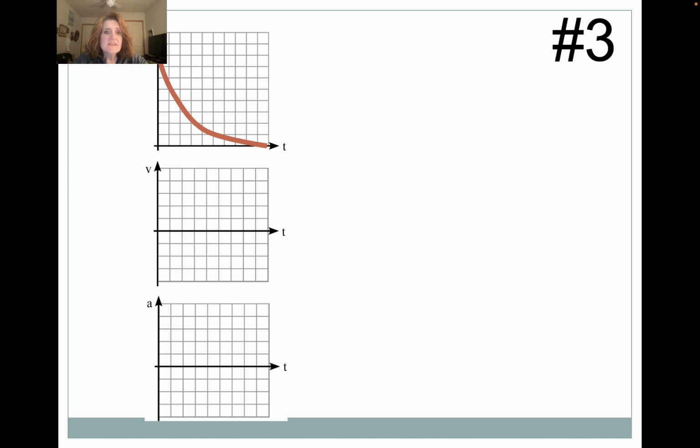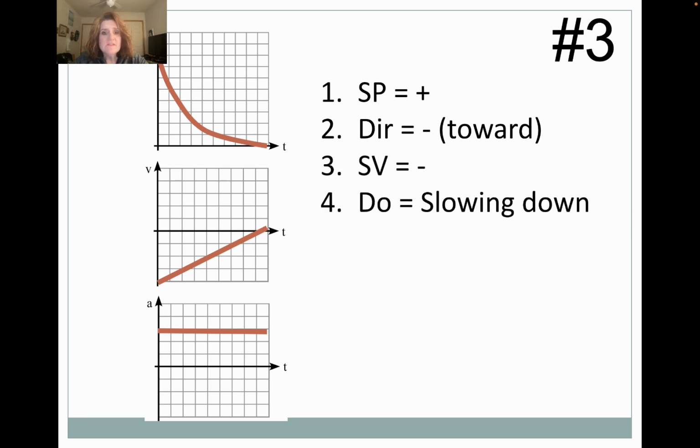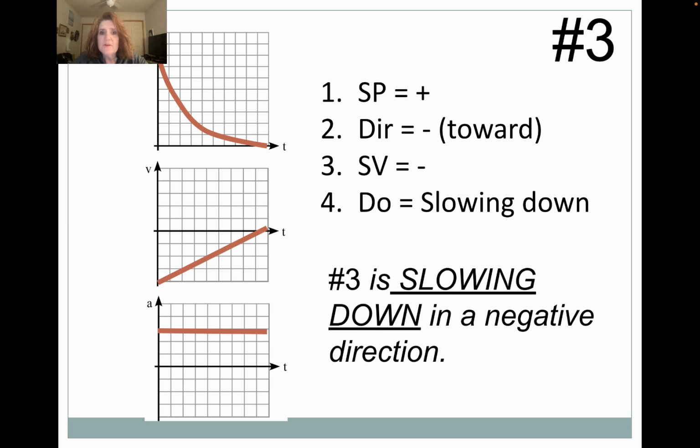Number 3 looks like this. Notice the slope here is negative, and the slope at the end is 0. So we would draw negative to 0 on our VT graph, because to get from the XT to the VT again, you find the slope. The slope here is positive, so we would draw positive on our AT graph, and writing our description, looking at our 4 qualifying questions, the starting position was positive, it's going in a negative direction. Starting velocity was negative, so therefore it is slowing down. Object 3 is slowing down in a negative direction.